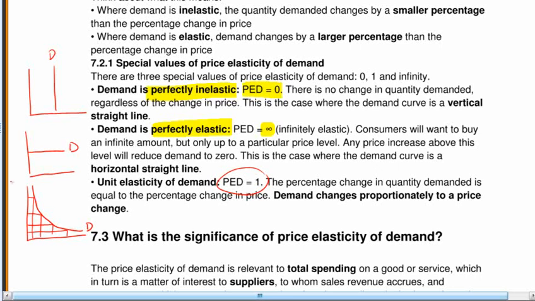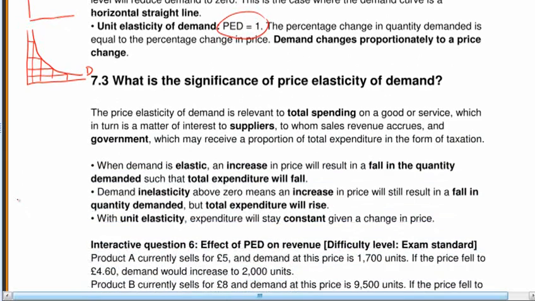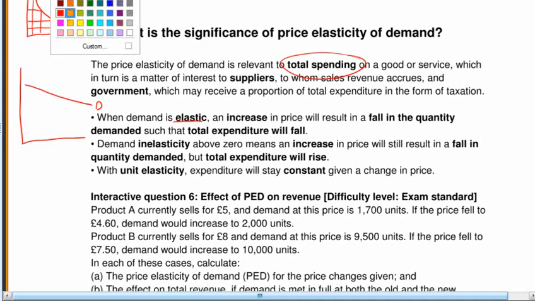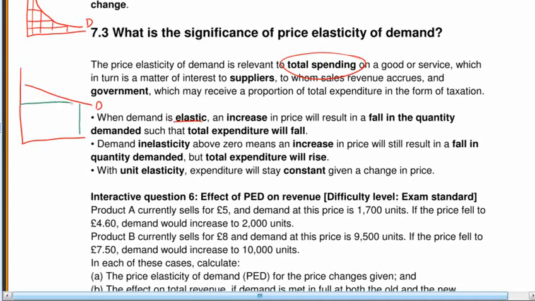Now, what's the significance of this? Why do we care how responsive demand is to a change in price? Well, it affects total expenditure. So if, for instance, you have elastic demand, you've got a fairly gentle sloping demand curve. I just changed colour. And maybe you set off at that point. That's quantity and that's price. Total expenditure is that shaded area, isn't it?